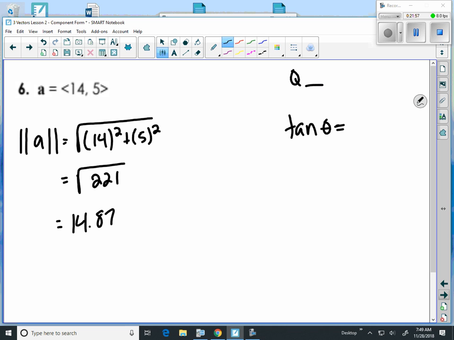Will you agree with me on the magnitude? Square root of 221, 14.87. Are you okay on that? Now for our angle, which quadrant are we in here? Quadrant 1, it's a positive, positive. So if we're in quadrant 1, it's normal. We don't need to do anything, which is good news. It's always nice. So inverse tangent, we should get 19.65 degrees.